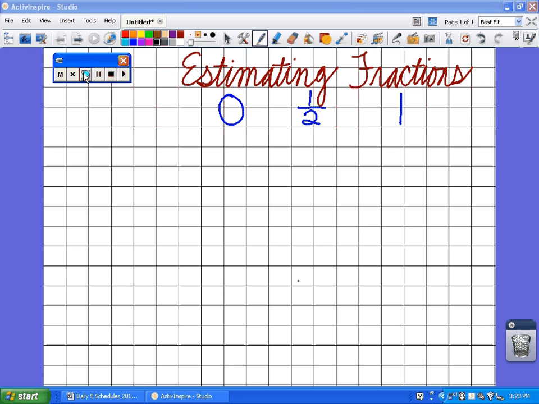Estimating fractions. To estimate fractions, we're seeing if the fraction is closer to 0, to 1/2, or to 1 whole. And let's start with 13/15. For 13/15, what we're going to do is see how the numerator compares to the denominator. We can do that a couple of different ways. One of them is to draw a picture.